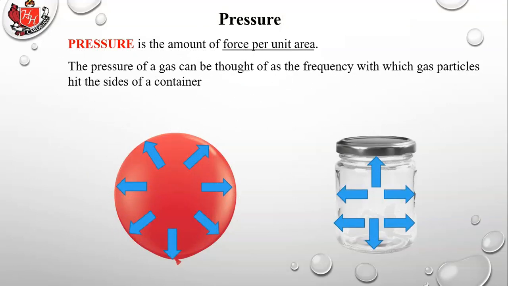Pressure is the amount of force per unit area. That's a formula you learned in physics. The force is simply a push or a pull. So those particles are pushing on the sides of a container, and you take the amount of the push in terms of force, usually measured in a unit called newtons, and divide that by the area over which they are striking. That will be the pressure. So the pressure of a gas can be thought of as the frequency with which gas particles hit the sides of the container.